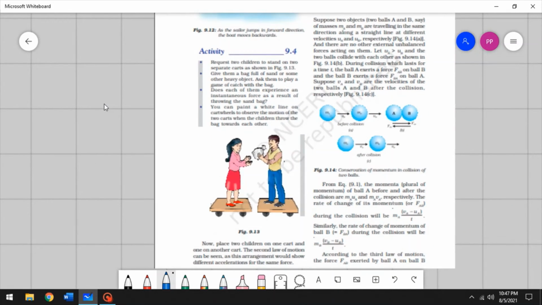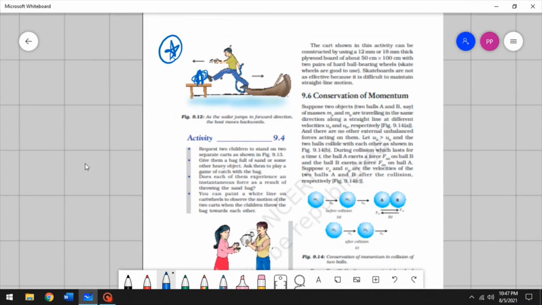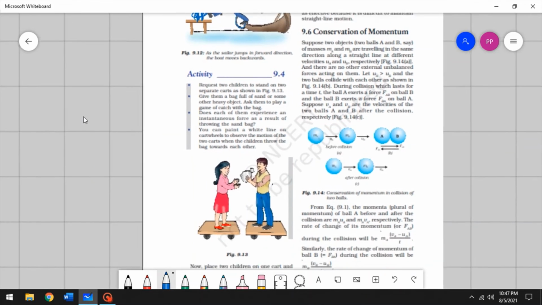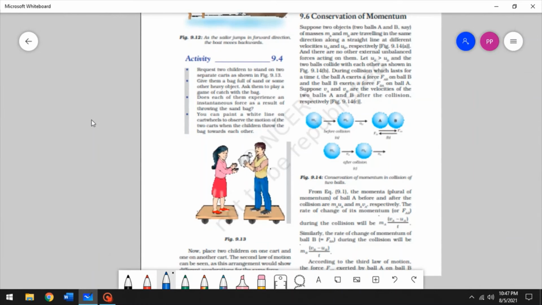Alright, so that's another activity, 9.4. That looks fun. I never did it, but it looks fun, so go ahead and try it if you can. Now we're talking about the conservation of momentum. I suppose this is the last topic, but we'll see. So, conservation of momentum. Suppose two objects, A and B, have the same masses.